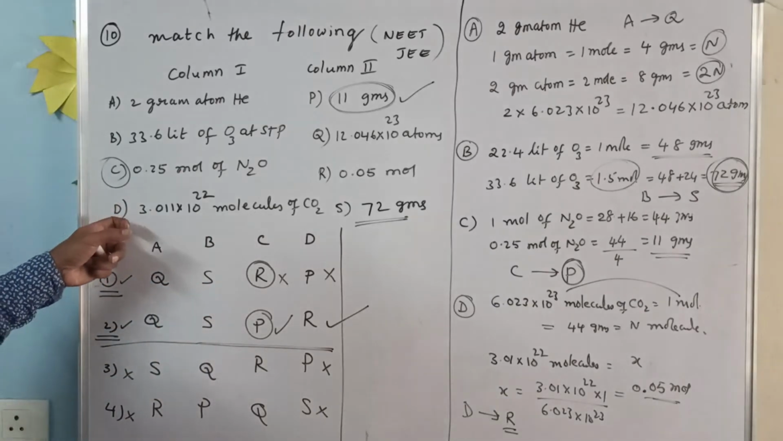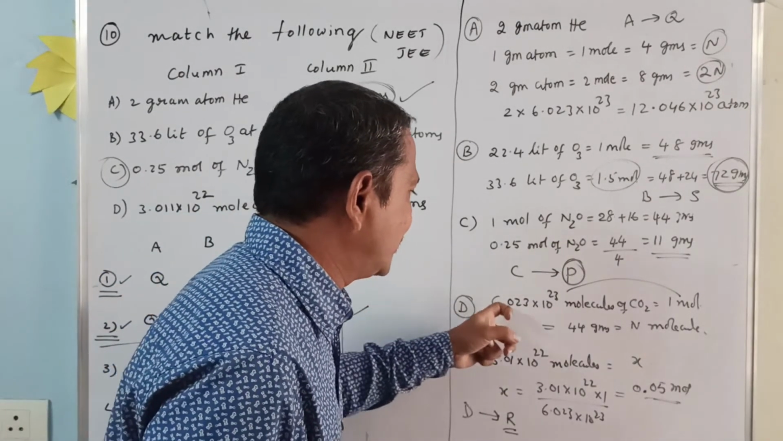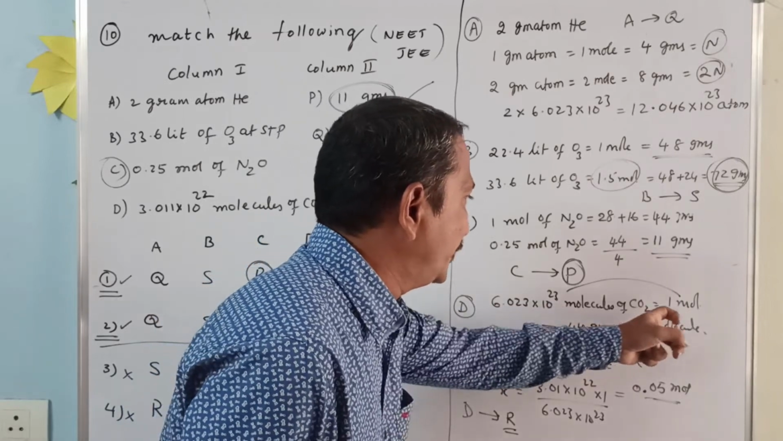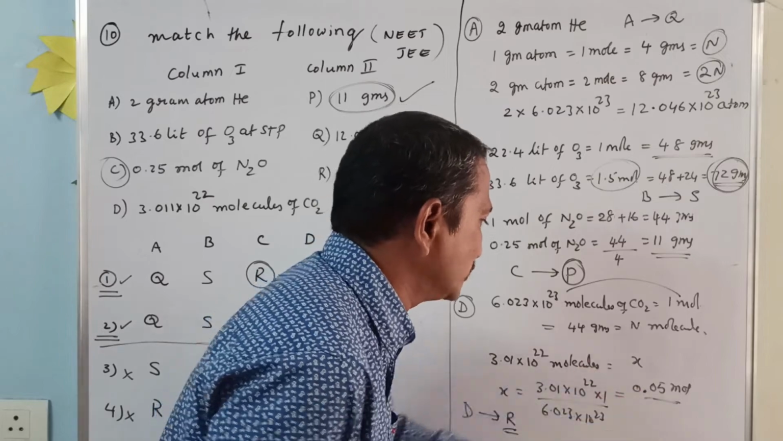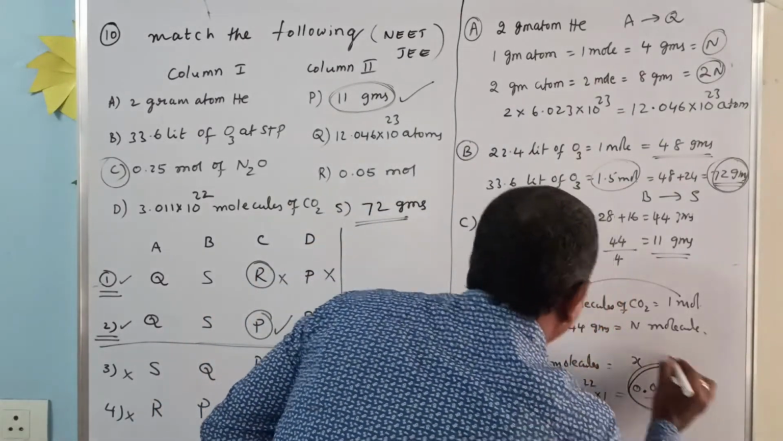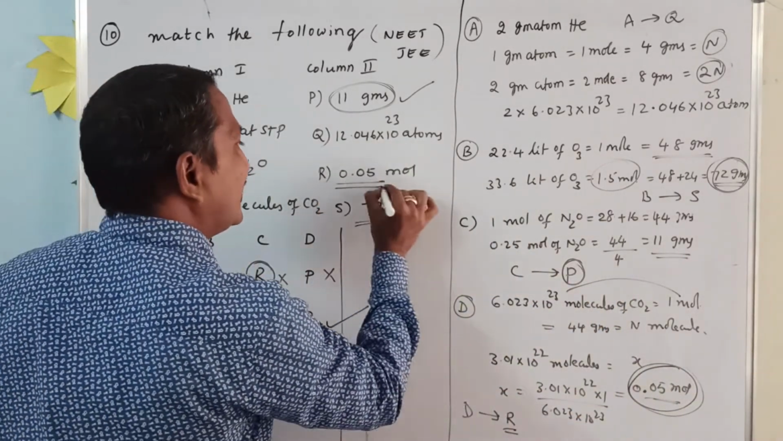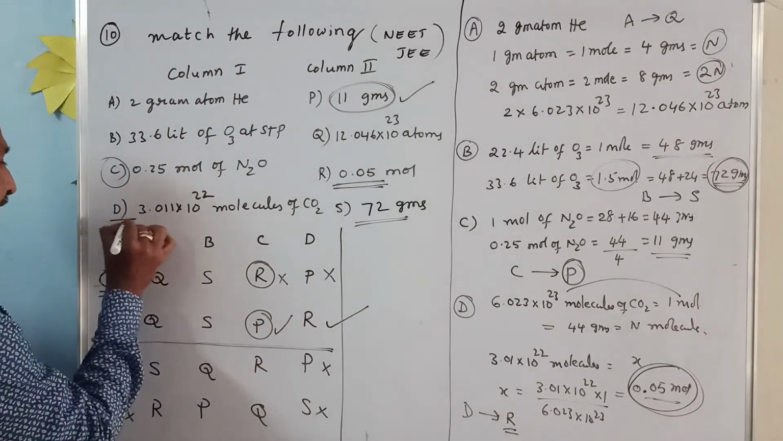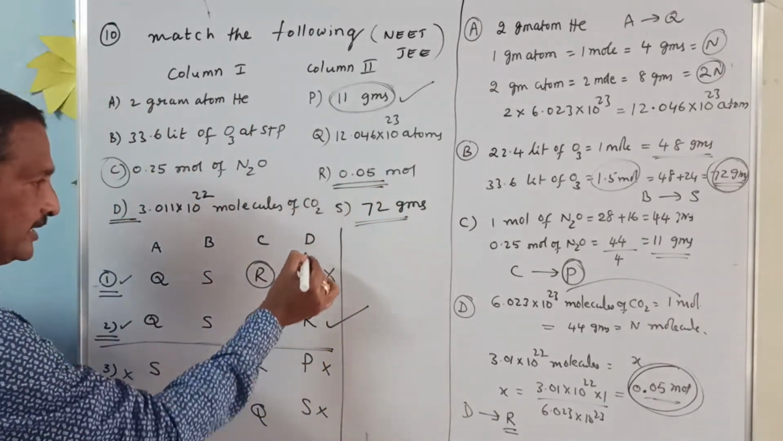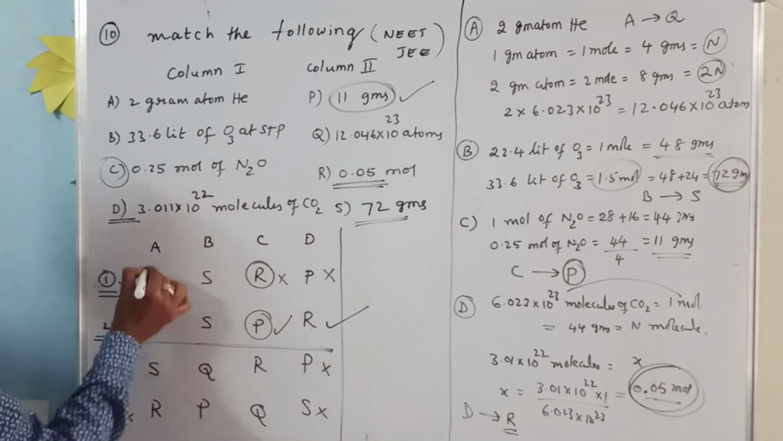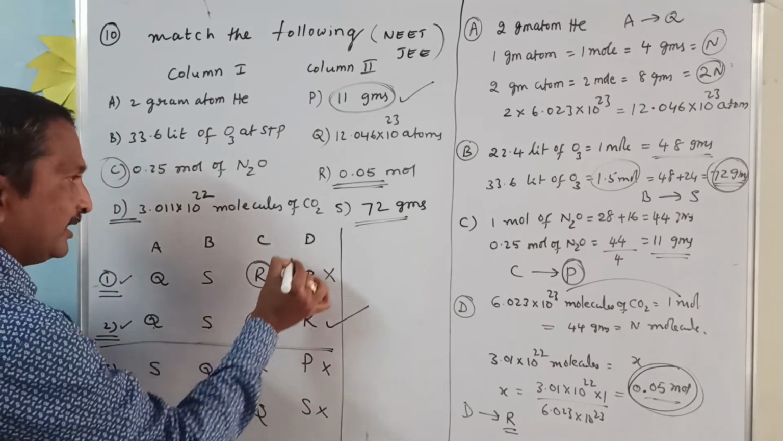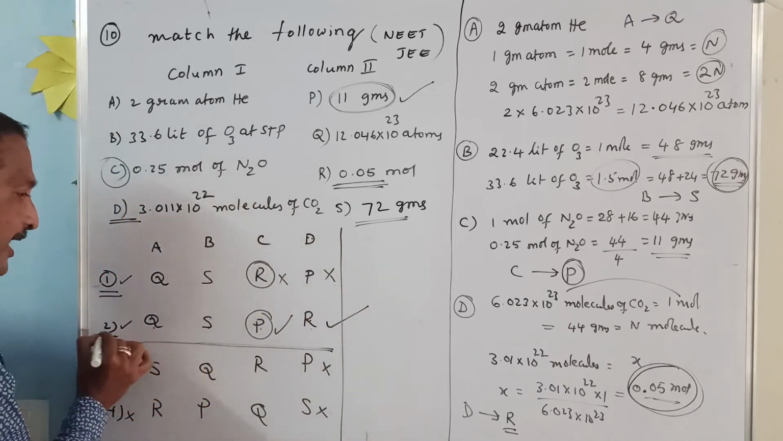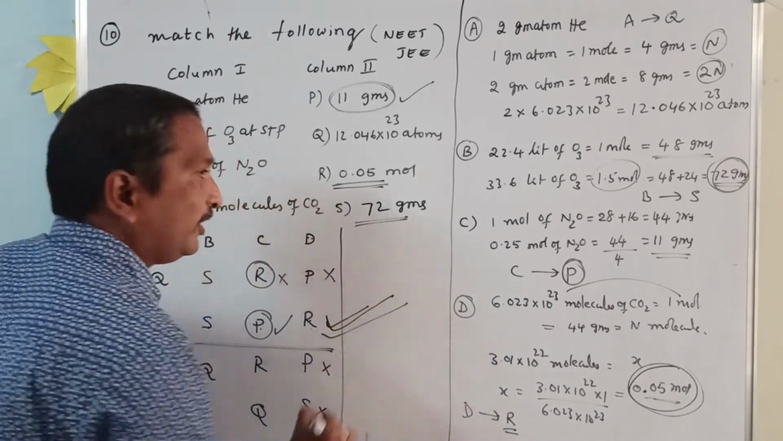D answer: we know 1 mole is 6.023 into 10 power 23, so 3.01 into 10 power 22 molecules is equal to how many moles? 0.05 moles. So 0.05 is in R. See, check, D option R. So A option Q, B option S, C option P, D option R. So second option correct. Clear all of you?